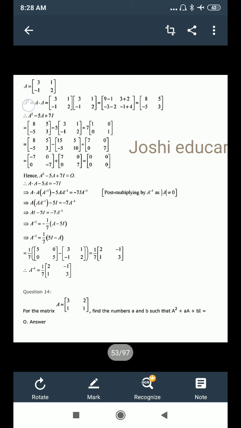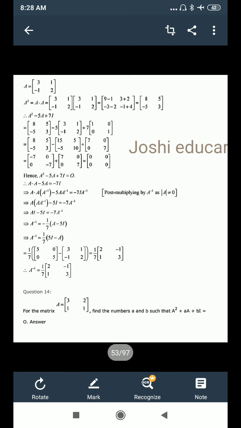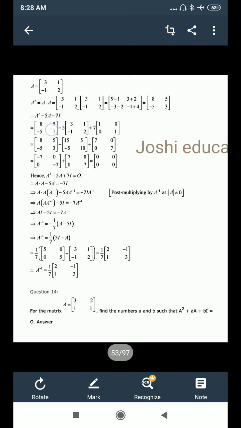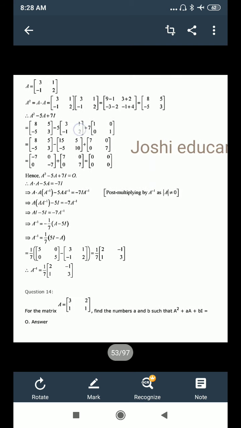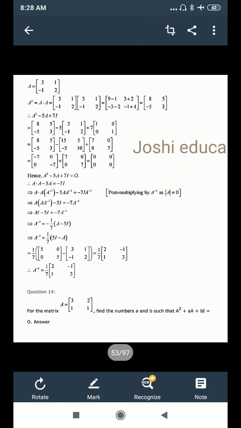Product of matrices we already know, so I'm not explaining each multiplication. You get this as A square. Now you write A square minus 5 into A plus 7 into I. The identity matrix will take the same order because we can add two matrices only if they have the same order. So it is equal to O. That part is not the main thing of this question. The second part says hence find the inverse.